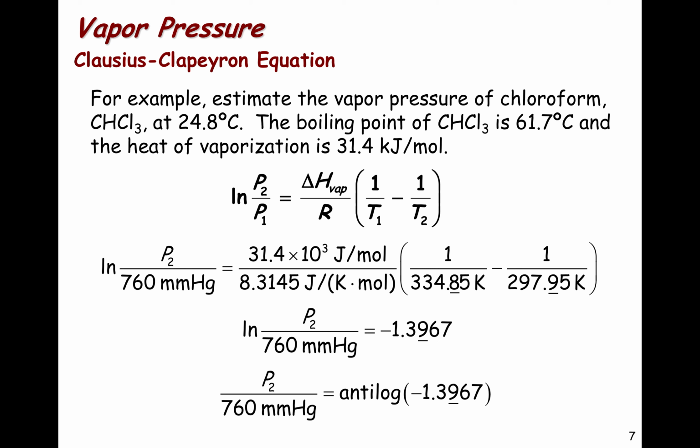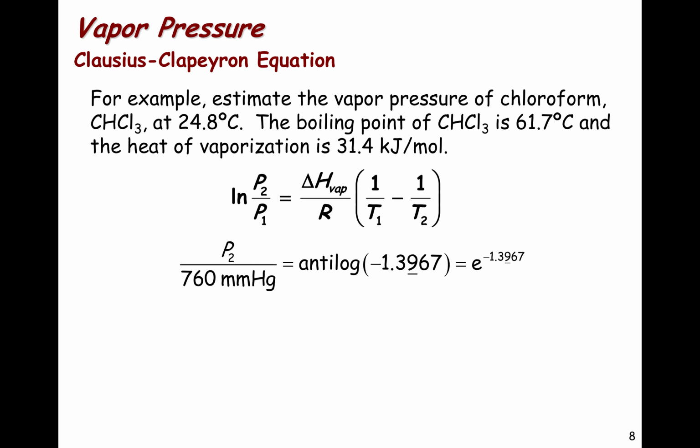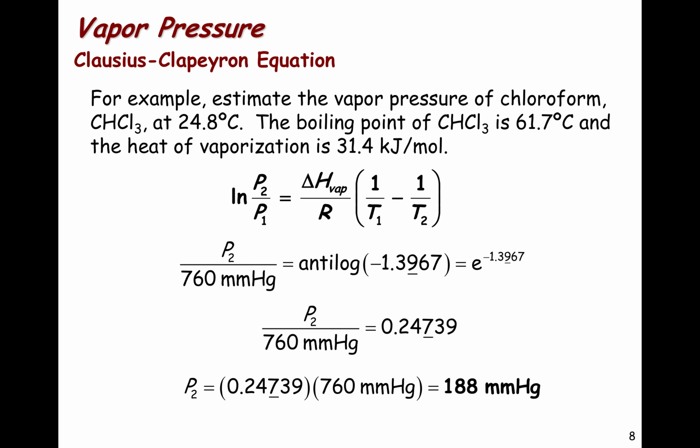And so if we then do an anti-log on both sides using your calculator, we end up with a situation where P2 divided by 760 is equal to the anti-log of negative 1.3967. The anti-log of a natural logarithm is simply taking the base e and raising it to the exponent of negative 1.3967. And at that point, plugging in your calculator and rearranging the equation for P2, we come up with a pressure of 188 millimeters of mercury.